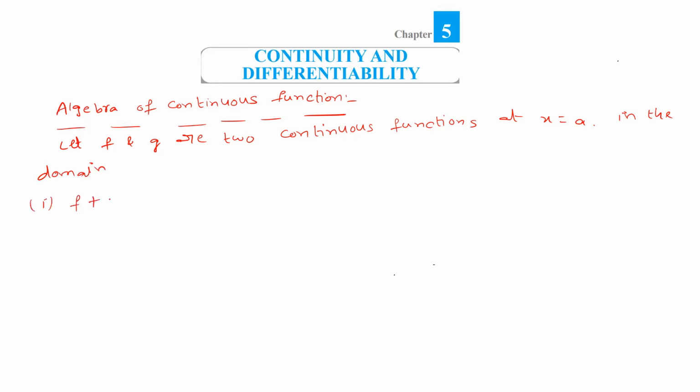So what are the algebra of continuous functions here? We are taking any two functions, f and g. Both are continuous functions at x equal to a in the domain. The first one is their sum.